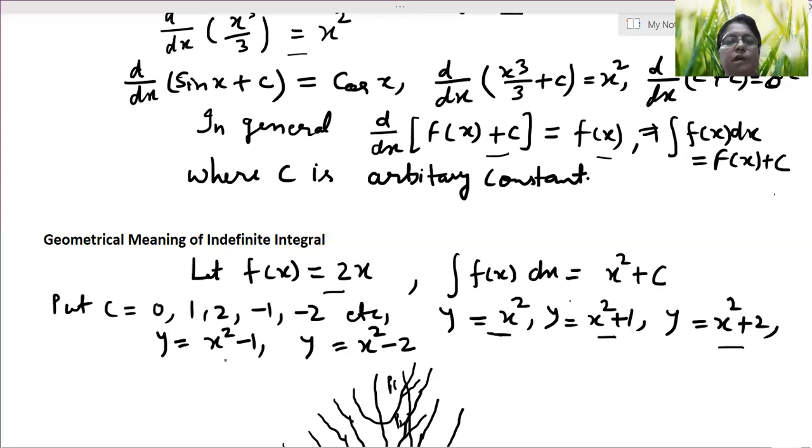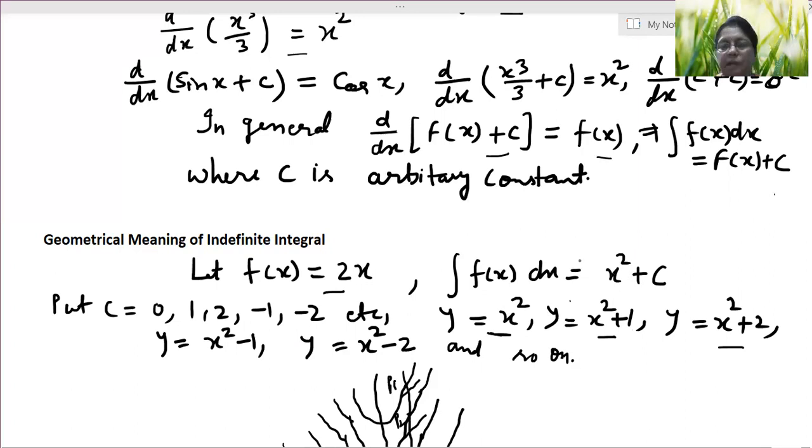Similarly, y is equal to x square minus 1 is a parabola and the vertex is shifted towards negative y-axis at a distance of 1 unit. Similarly, y is equal to x square minus 2 and so on. इसी तरीके से बच्चों और भी हम find कर सकते हैं and we can draw the graph of all those. So as I told you, all these are the parabola. That means this curve integral fx dx is equal to x square plus c represents a family of curve, family of parabolas which are parallel to each other.